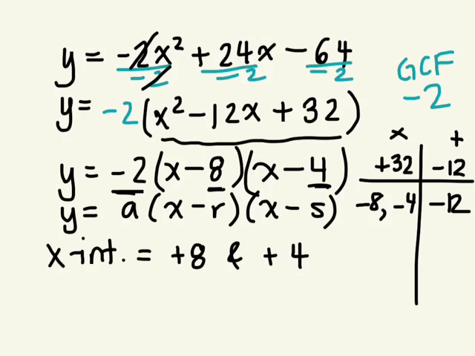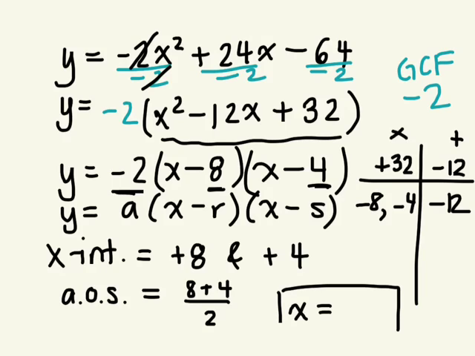How will that help me get to vertex form? We need to find the axis of symmetry, which is located halfway between the two x-intercepts. So 8 plus 4 divided by 2. What's the axis of symmetry? 6, right?